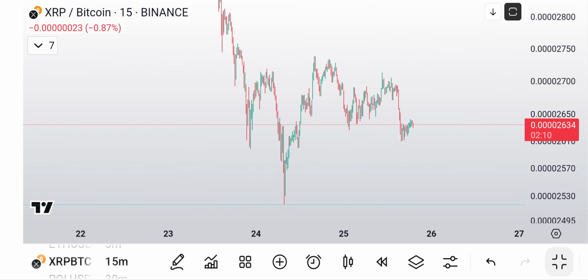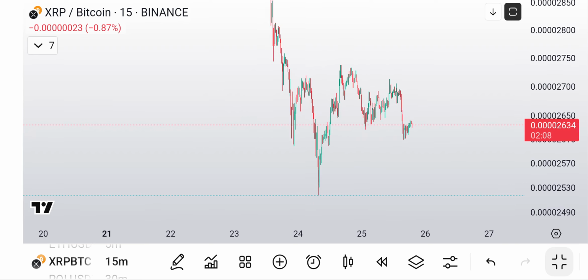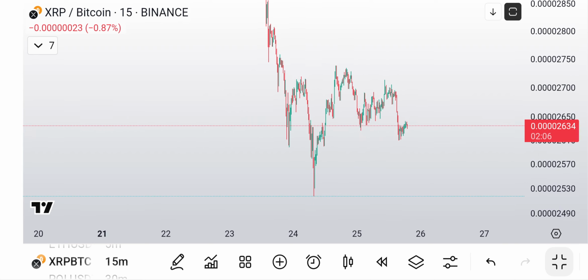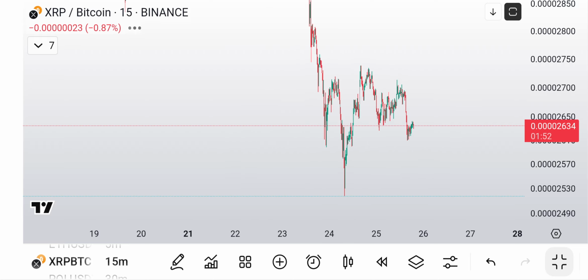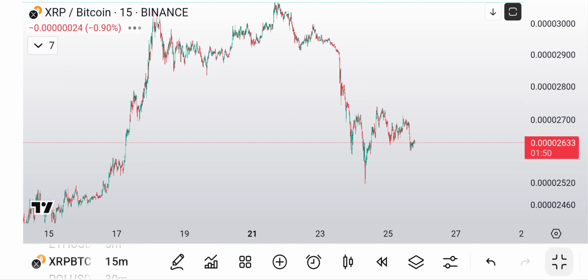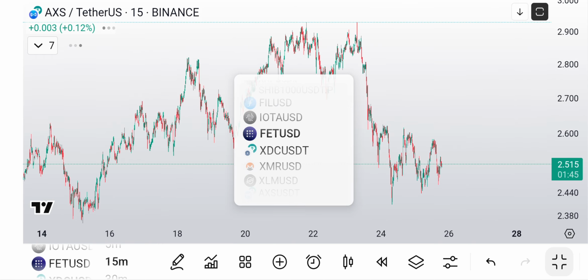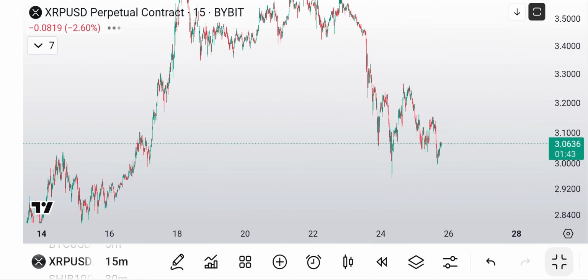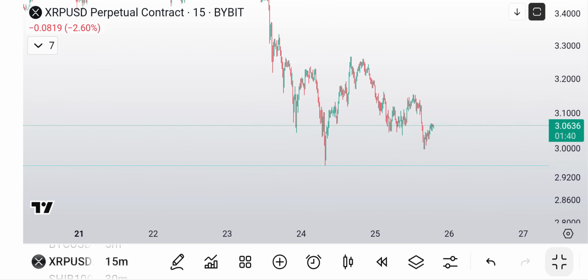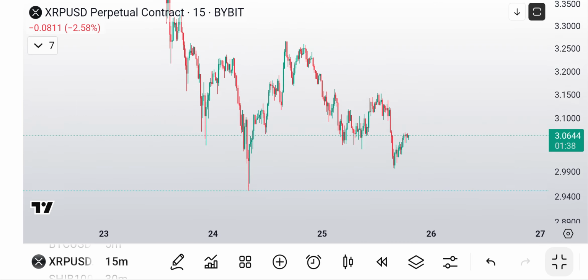XRP versus Bitcoin actually looks good. I like this. So this is what I wanted to see, right? You got a nice pump and you got a 3-way pullback. That looks nice. That actually looks nice. So I hope that's the case. But it really doesn't match up too nicely with the actual XRP chart. Let me see. Yeah, it's a little bit more sad.